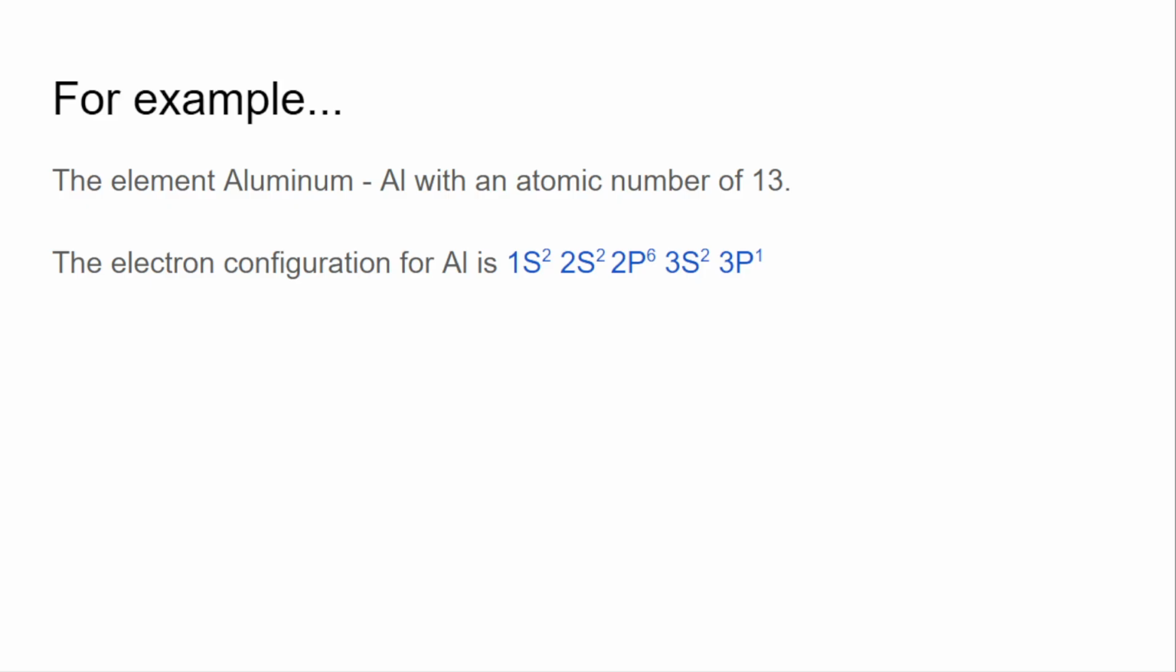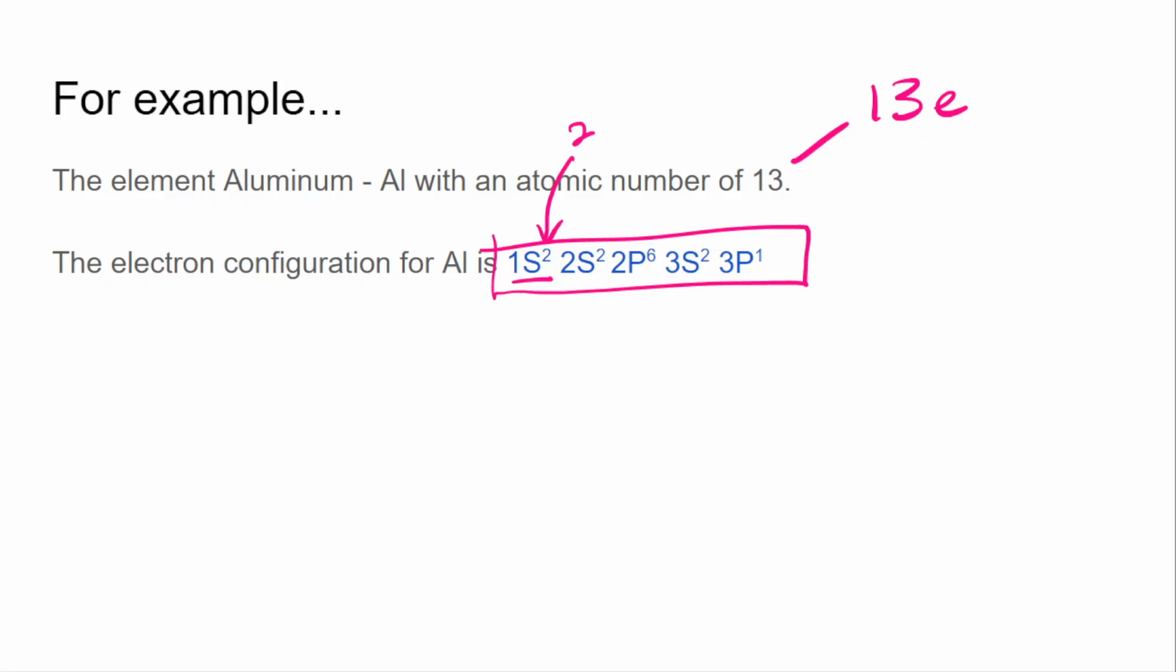We have the electron configuration done for aluminum already. So aluminum has an atomic number of 13. That means I will also have 13 electrons. So this is the electron configuration of aluminum. So I have Al 1s2, that's 2 electrons, plus 2s2, that's another 2, plus 2p6, that's another 6, 3s2, that's 2 more, and then 3p1, plus 1. So total adds up to 13. So this is our electron configuration for aluminum.